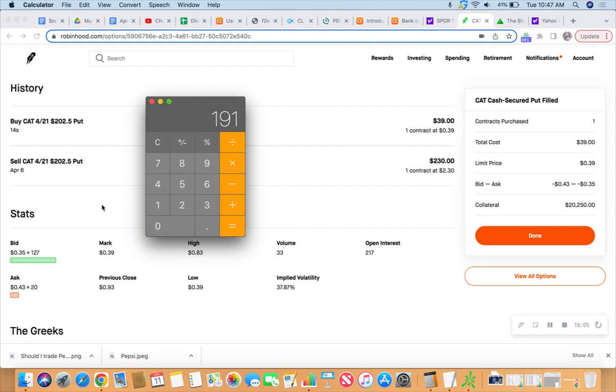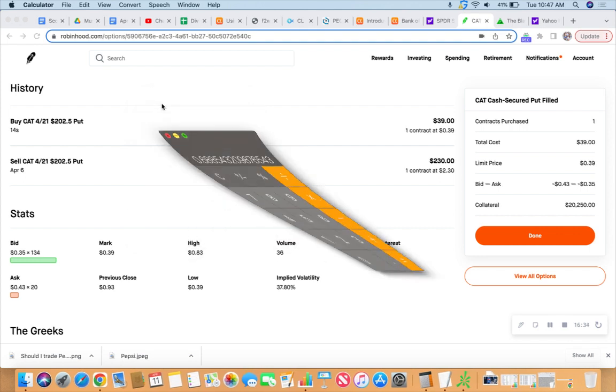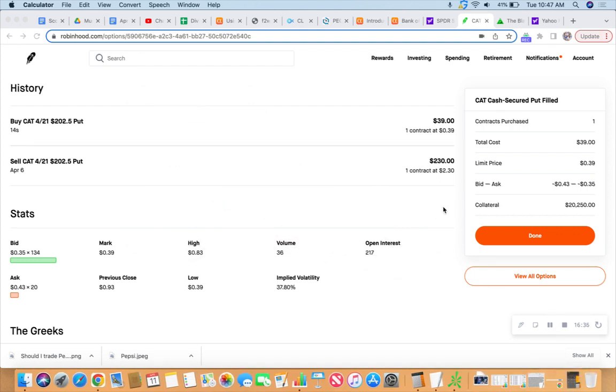And we did it in just 5 days because that trade was put on April 6th. So we take the 191 net profit divided by the 20,250 collateral. We divide that equation by the 5 days. And then we do the fantasy land math of annualizing that return. And that's 68.8% annualized return on that particular trade. So we like that a lot.